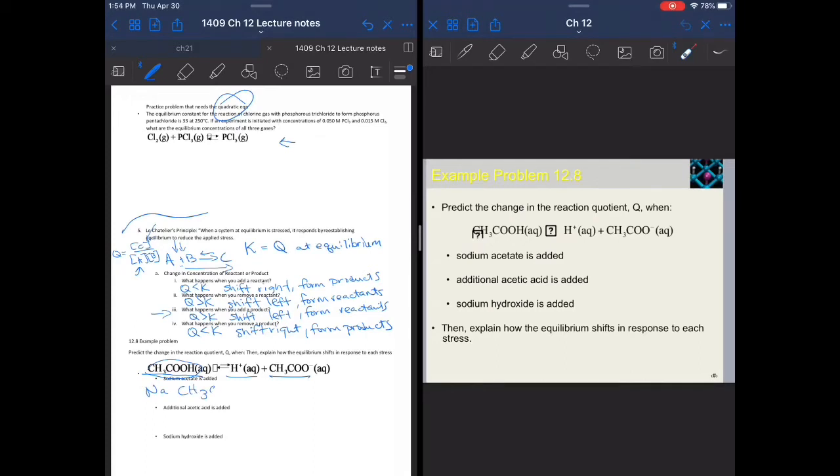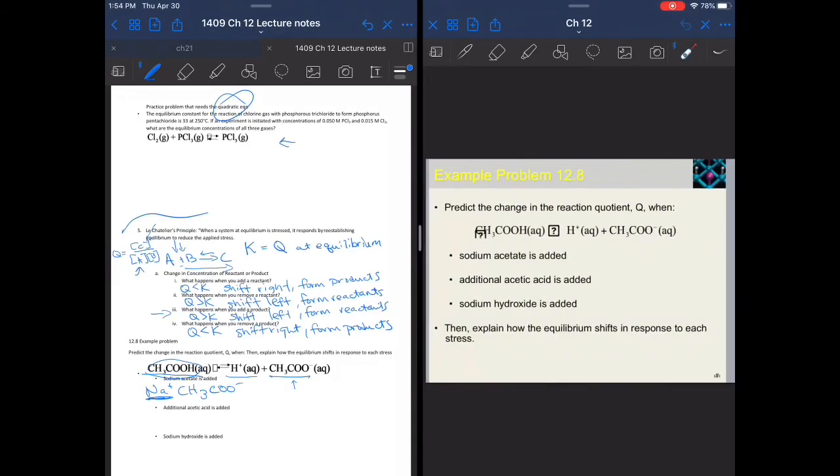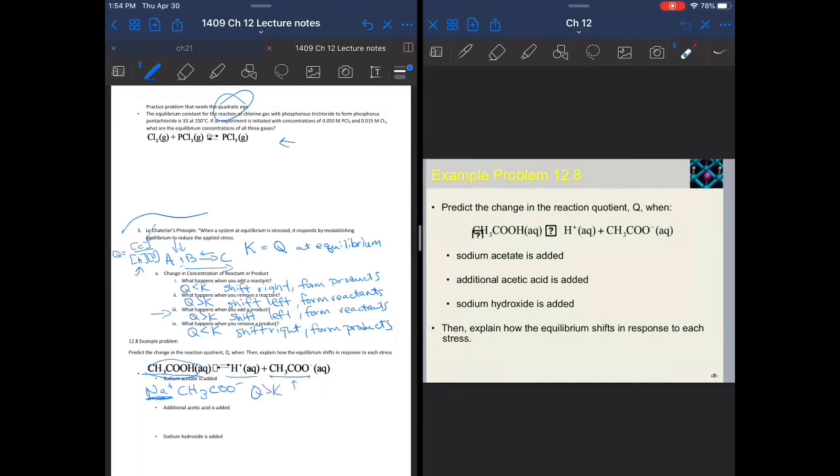Sodium acetate is the acetate salt. There are sodium ions and acetate anions, and in water, because it's a group 1 metal, it's going to be soluble. You're just going to be adding a bunch of acetate to the solution. So we're adding products. If we add in products, what happens to Q? Products increase, so Q is greater than K. And what happens when Q is greater than K? We're going to shift left and make more reactants.